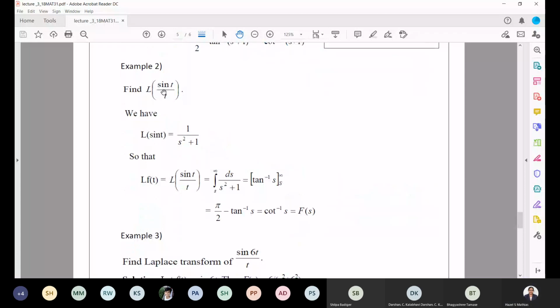Find the Laplace transform of sin t by t. So here also, first find the Laplace transform of the numerator, that is 1 divided by s square plus 1. Then apply the property: Laplace transform of sin t by t is the integral which varies from s to infinity.